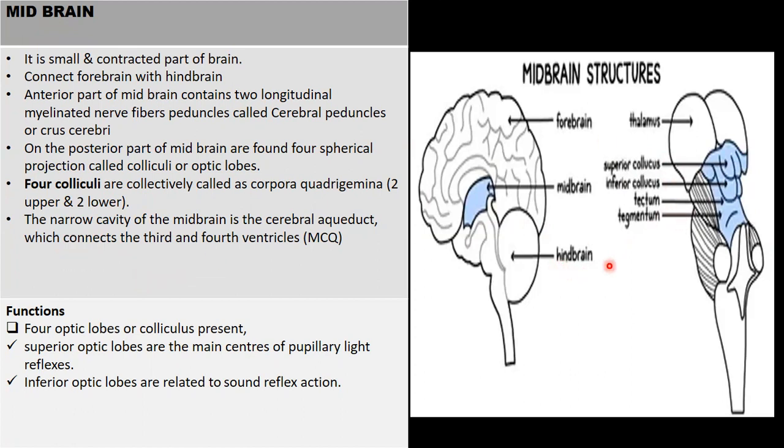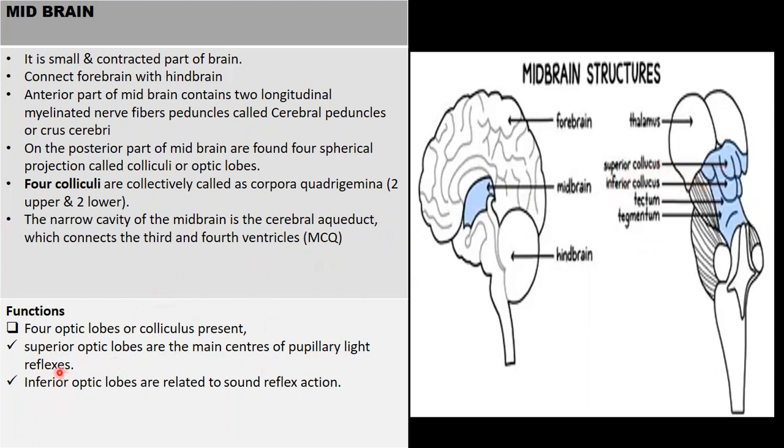In the narrow cavity, we have the cerebral aqueduct which connects the third and the fourth ventricle of the brain. So it might come in the MCQ. Coming to its function, the four optic lobes, the superior colliculus and the inferior colliculus, are present. The superior optic lobes are the main center of the pupillary light reflex. We learn this when we talk about the reflex actions of the eye, where we'll see how the superior colliculus works.